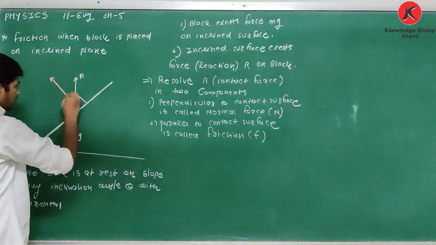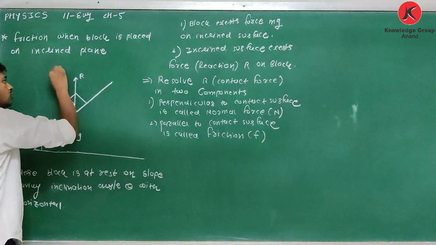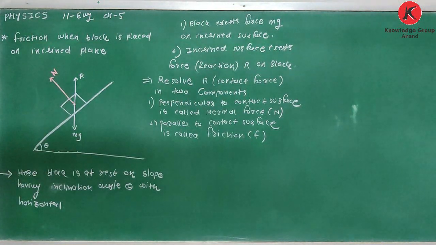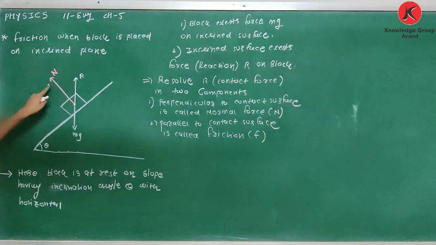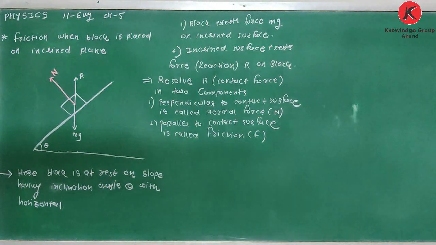See, perpendicular to contact surface, it makes angle 90. So yes, it is called normal force N. Clear about this? So perpendicular to contact surface is called normal force. Okay. Second is parallel to contact surface, which is called friction.